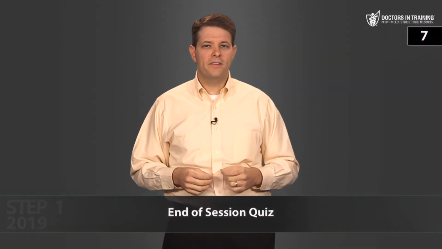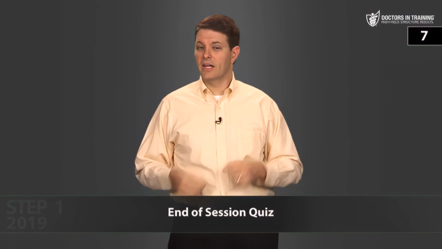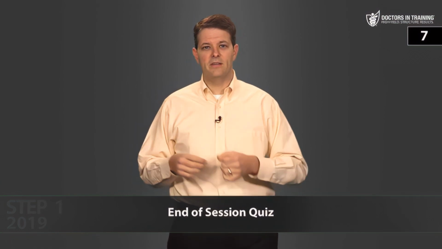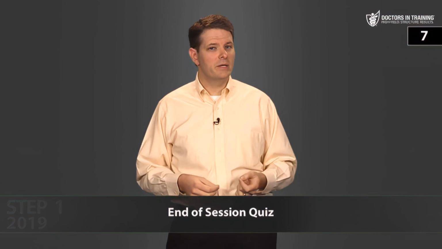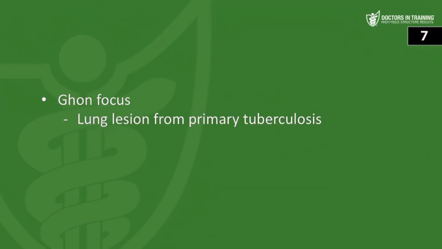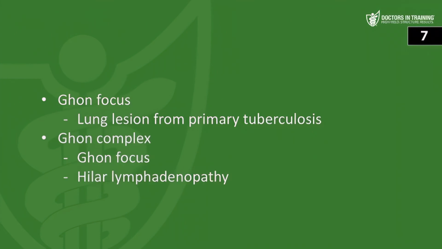First question, what's the distinction between a Ghon complex and a Ghon focus? And are these seen in primary TB or reactivation TB? So a Ghon focus is a lung lesion from primary TB infection, and then a Ghon complex is where you have a primary TB lung lesion plus hilar lymphadenopathy. So you can have a Ghon focus by itself, but if you have a Ghon focus plus lymphadenopathy, that's called a Ghon complex. And again, both of these are seen with primary tuberculosis.